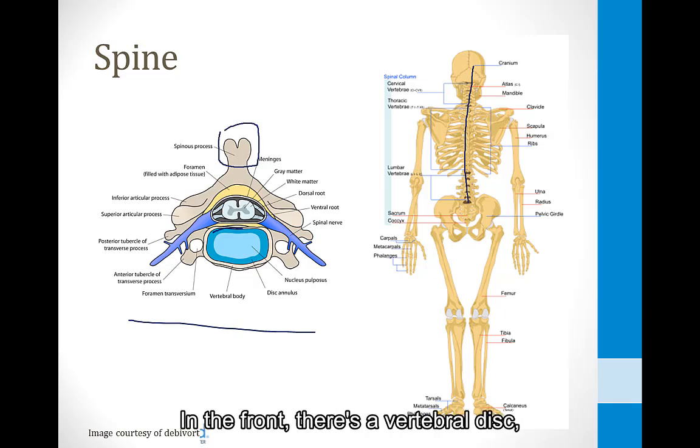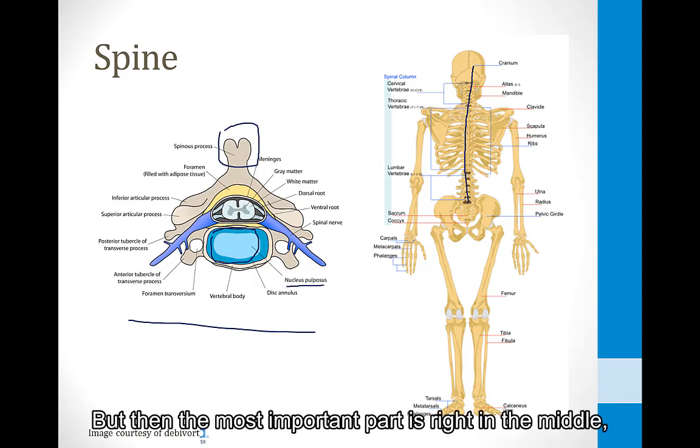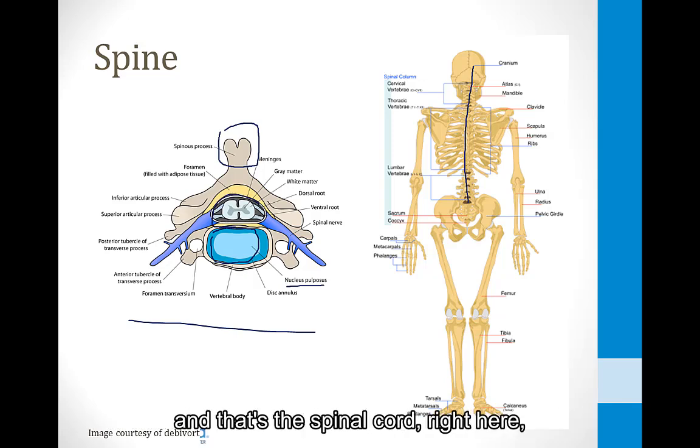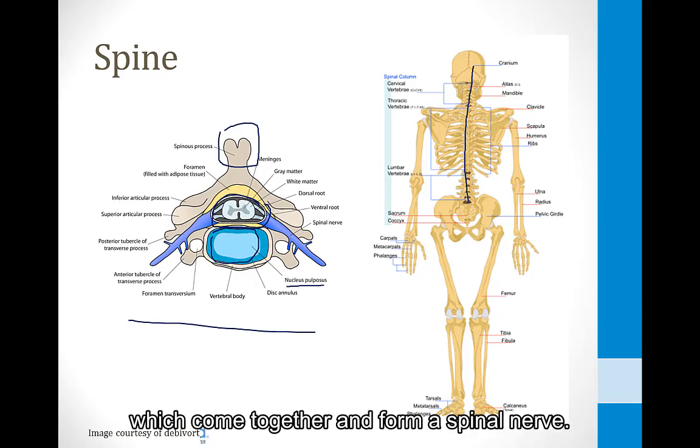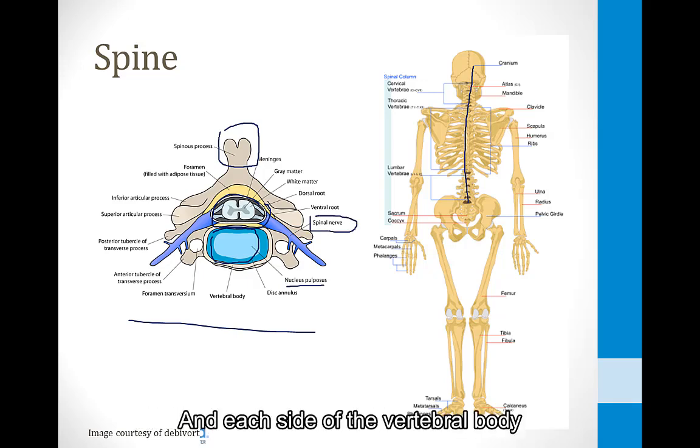In the front there's a vertebral disc, which is called the nucleus pulposus, and that's actually the remnant of the notochord in the embryo. But then the most important part is right in the middle, and that's the spinal cord right here. It gives out spinal roots on both sides which come together and form a spinal nerve, and each side of the vertebral body has a nerve coming out of it, and that's called a spinal nerve.